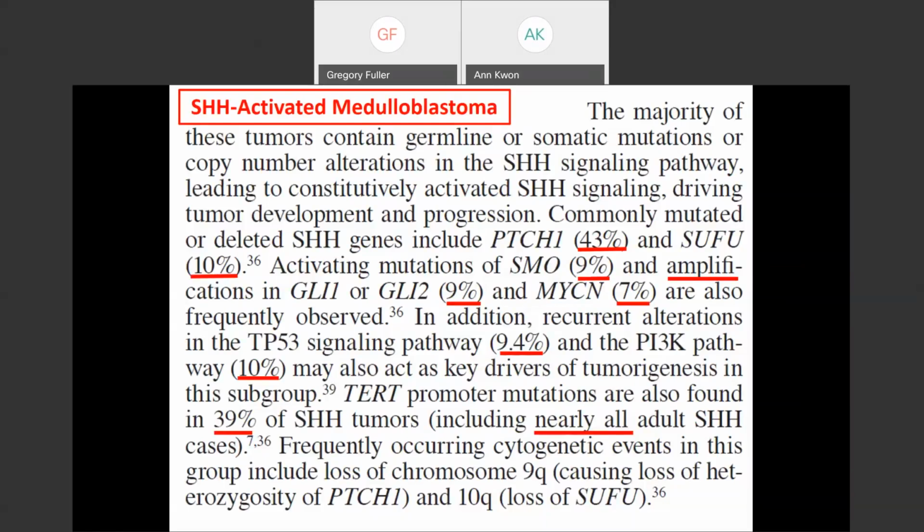With other tumors, it's one thing, like ATRT. I mean, that's basically it, right? It's a single gene. With others, it's more complicated.